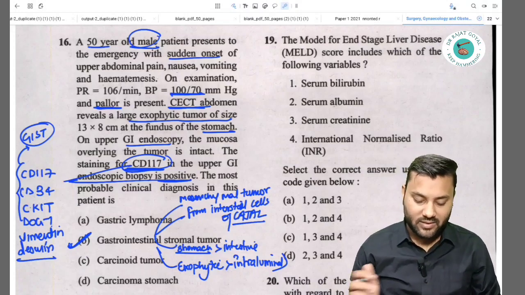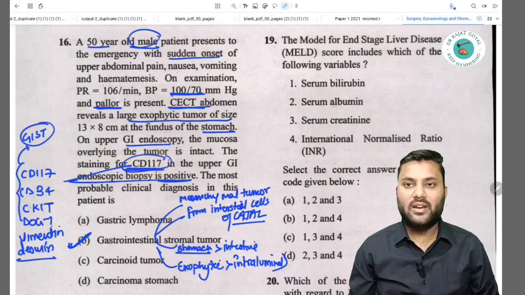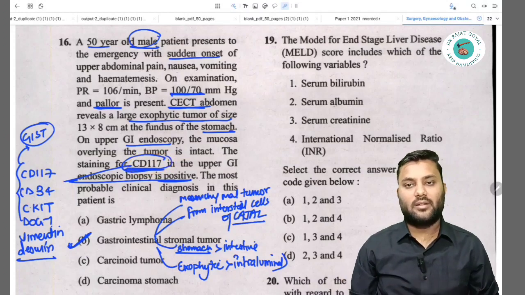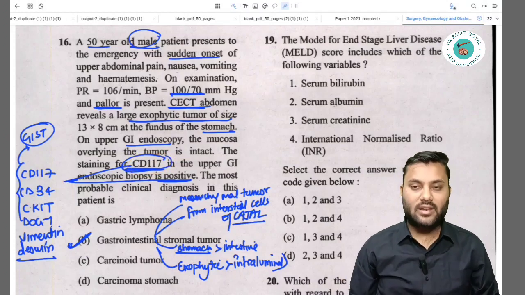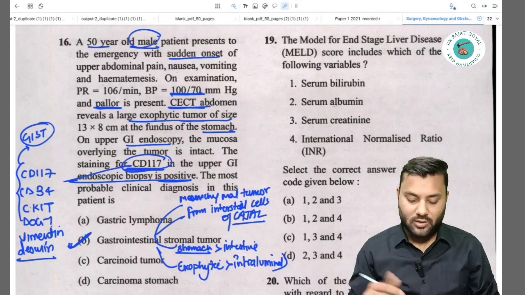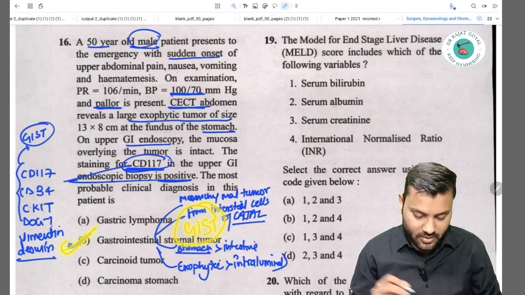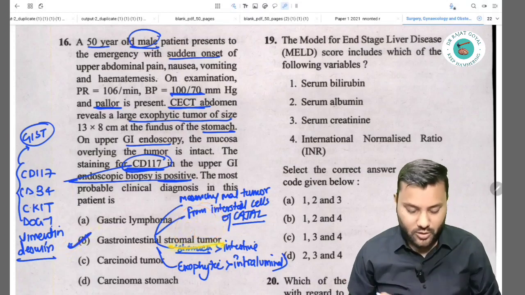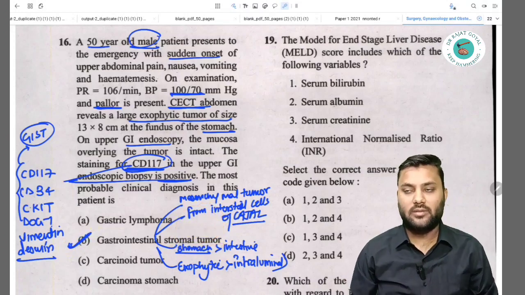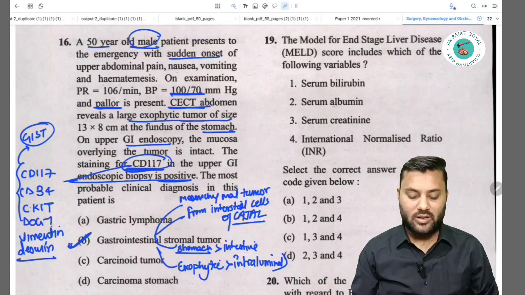So after seeing this only we can make the diagnosis, because CD117 is positive in the gastrointestinal stromal tumor, which is also known as GIST. So the answer here will be gastrointestinal stromal tumor because CD117 is positive. Also CD34 is positive and the most specific is DOG1, which is positive.